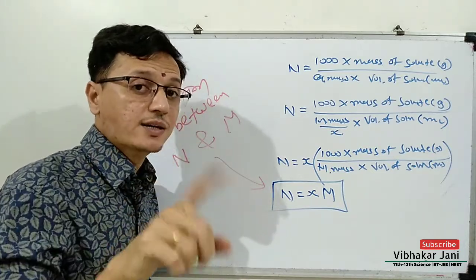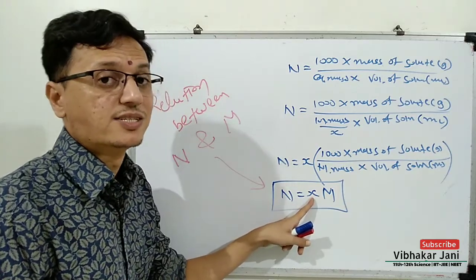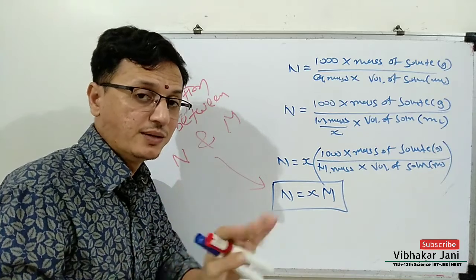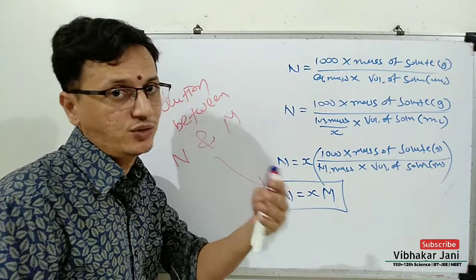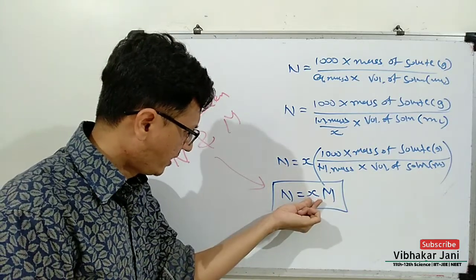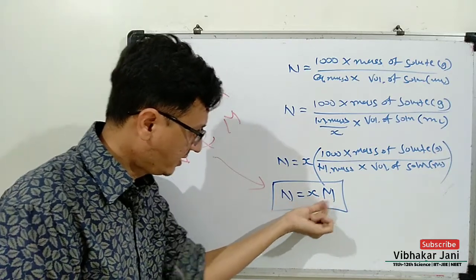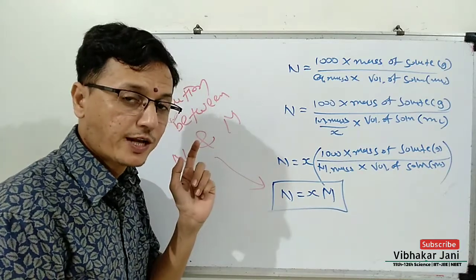Here, what is X? You know very well about this X. X stands for the number of H plus in case of acid, number of OH minus in case of base, and the charge in case of salt and ions. So, if you have the idea of X and you have the value of molarity, then you can predict the value of normality or vice versa.